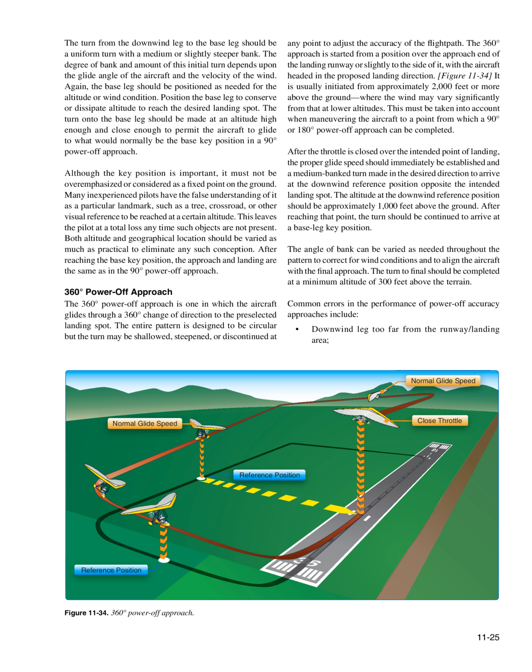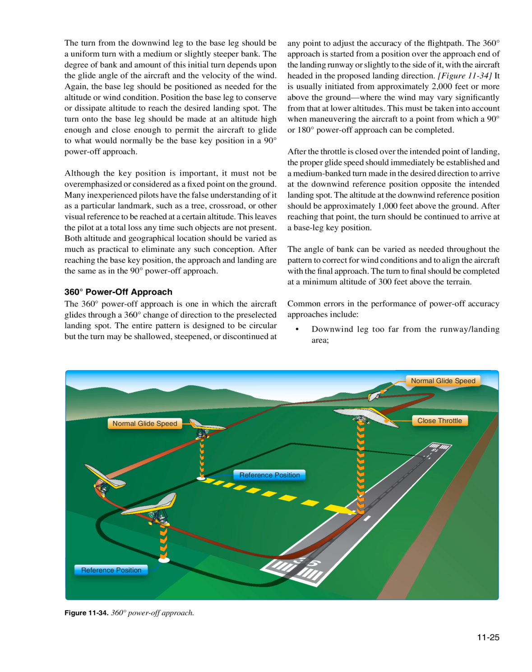360 degrees power-off approach. The 360 degrees power-off approach is one in which the aircraft glides through a 360 degrees change of direction to the preselected landing spot. The entire pattern is designed to be circular, but the turn may be shallowed, steepened, or discontinued at any point to adjust the accuracy of the flight path.